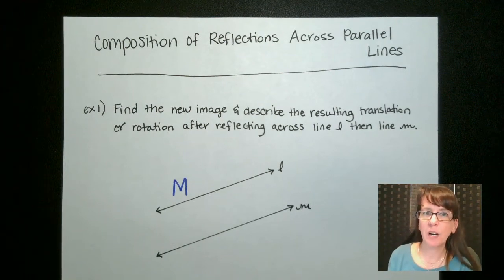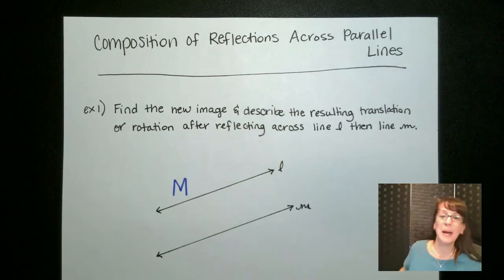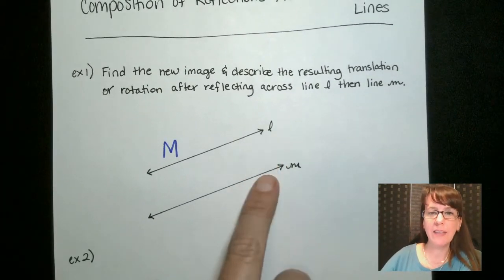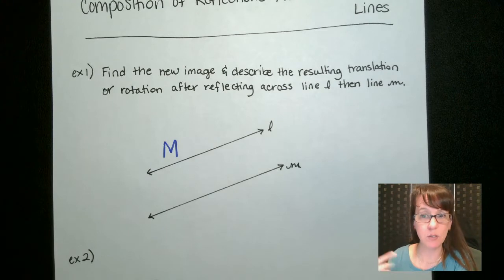All right, friends, welcome back. We're talking about composition of reflections across parallel lines here. So what we're going to do is reflect this M across L and then again across M, and see what happens and describe what happens.